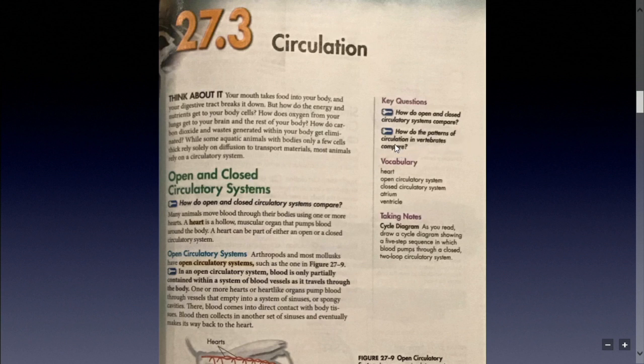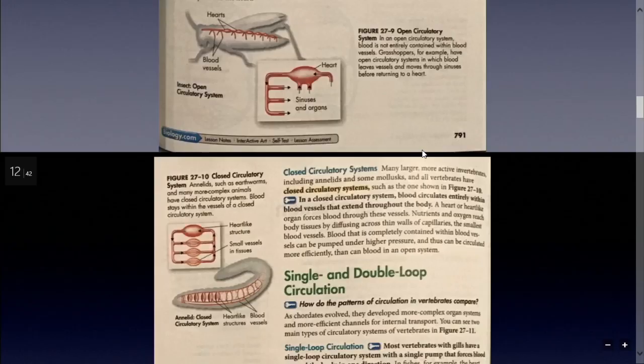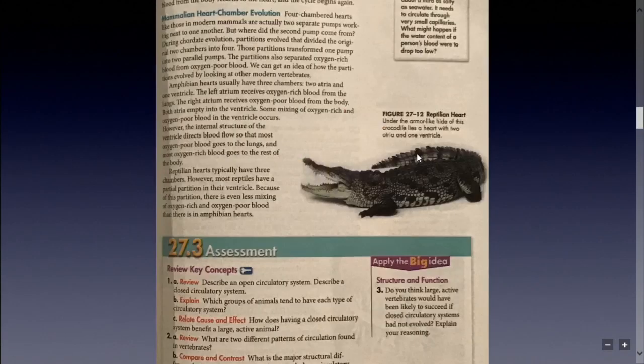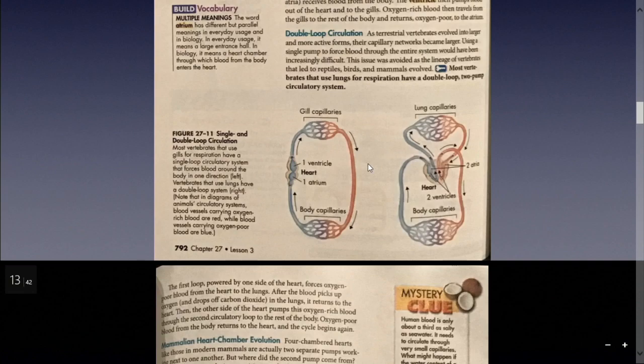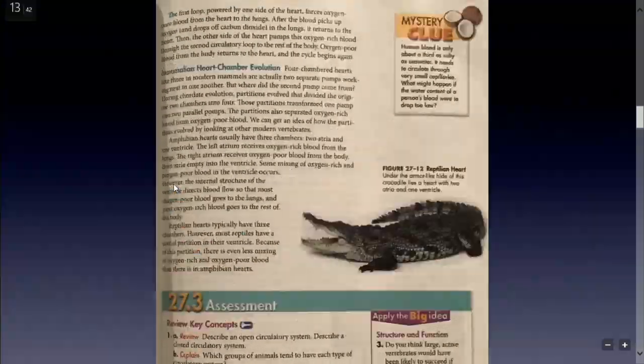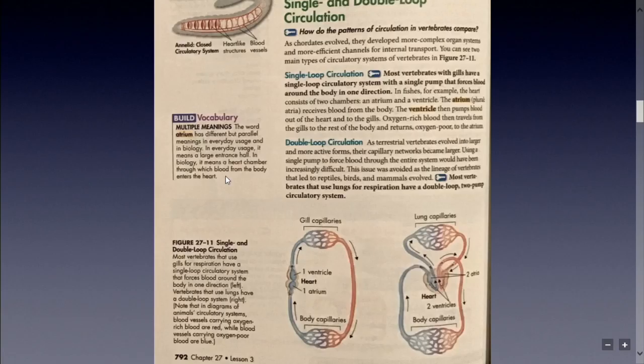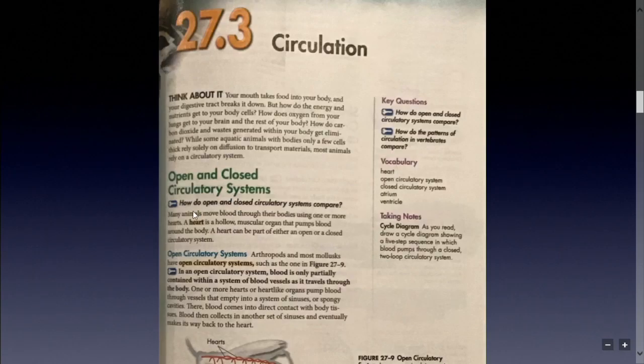How do the patterns of circulation in vertebrates compare? So if you want to really focus on the vertebrates and zoom into just that category of animals, then that phylum of animals, that phylum in the animal kingdom, have a very special way of doing that, and there's a little bit of differences there between the different organisms. So we'll get to that last. All right, first of all, let's look at open and closed circulatory systems.